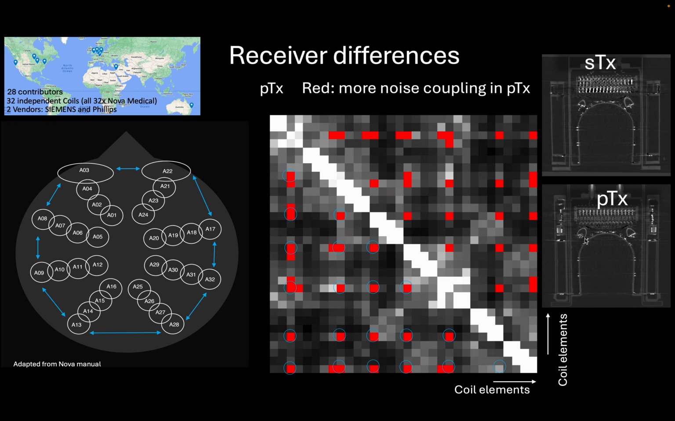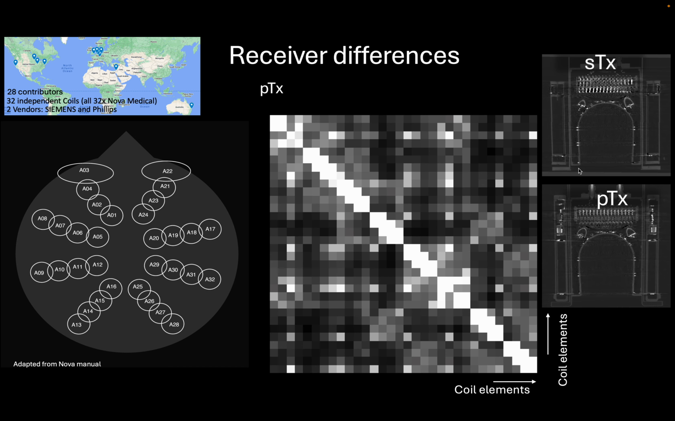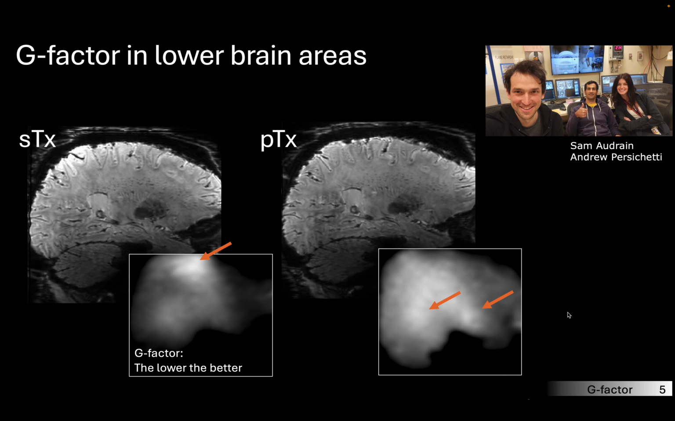And this might be, again, due to just the fact that they have different geometry, namely that the PTX coil has this additional hardware directly at the bottom of the lower receiver elements, which is not the case for the STX coil. So the transmit side might couple and result in the noise coupling in the lower row here, which has important implications for layer fMRI.